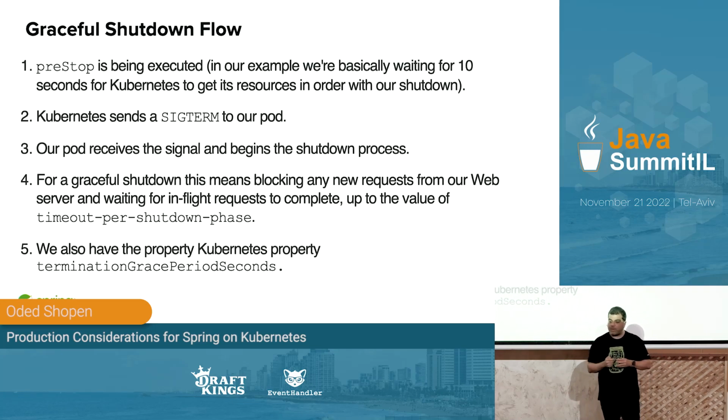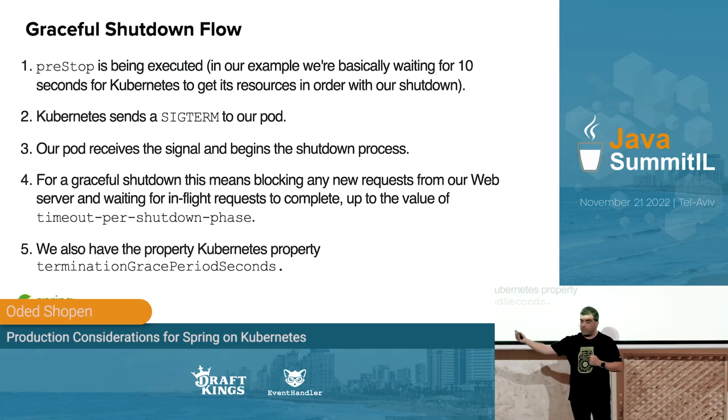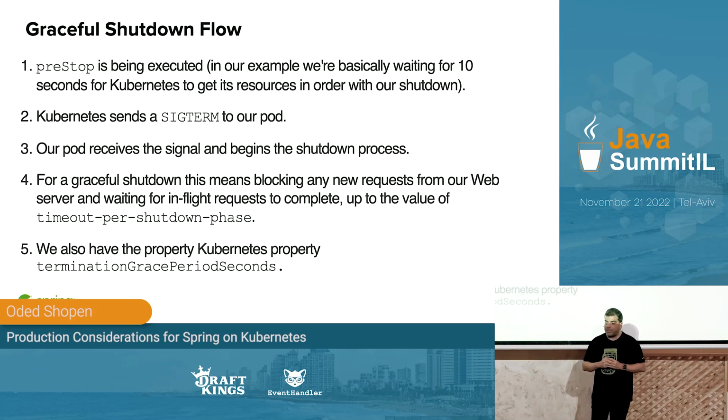The first one is the pre-stop, which basically waits for the 10 seconds in our case, before it begins the actual SIGTERM. Then Kubernetes sends the SIGTERM to our pod. Next up, our pod receives the signal and begins the shutdown process, for the amount of time that it waits based on the timeout-per-shutdown-phase parameter. And on the other side, we also have that terminationGracePeriodSeconds parameter.